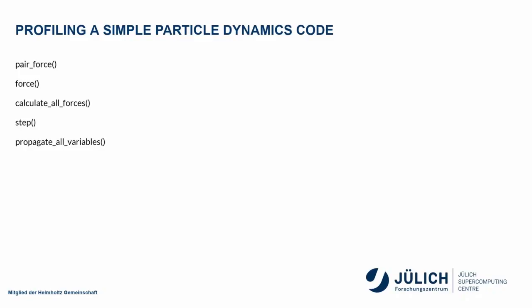Calculate all forces, then calculate the force for all particles. Once we have calculated all the forces, forces are vectors, so they point in some direction. Then we accelerate our particle along this force and also move it along its previous velocity and the new force vector, the new acceleration. That we do in step, and step is for an individual one, and propagate all variables then does it for all of them.